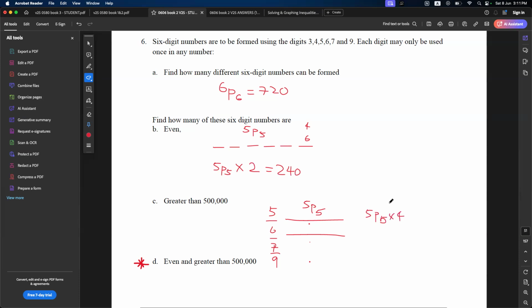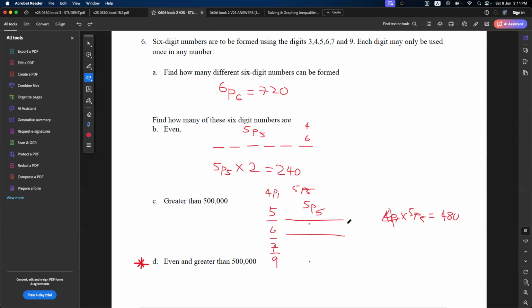All right? Now, if you want to be very specific with the working, it is 4P1, because I got 4 numbers to choose from, and then only 5P5. So it's 4P1 times 5P5, which equals 480. But for me, I won't write 4P1. I'll just straight away write times 4, because I know there are 4 choices.